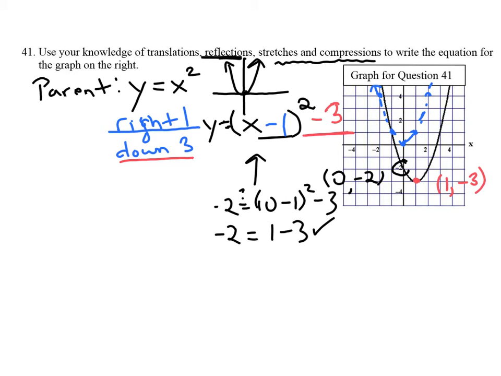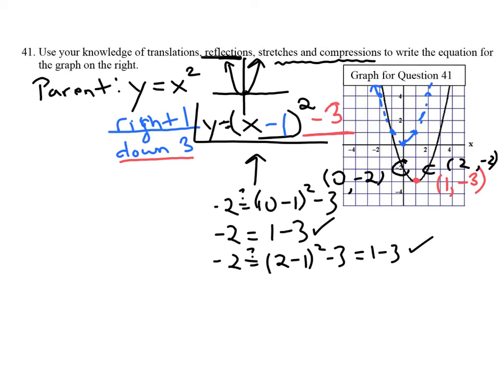So this looks good. We could also use this point here at (2, -2). If x is 2, does y equal negative 2? Let's see. That would be (2 minus 1) squared minus 3. That's 1 minus 3. That is indeed negative 2. So this is the equation of the graph provided.